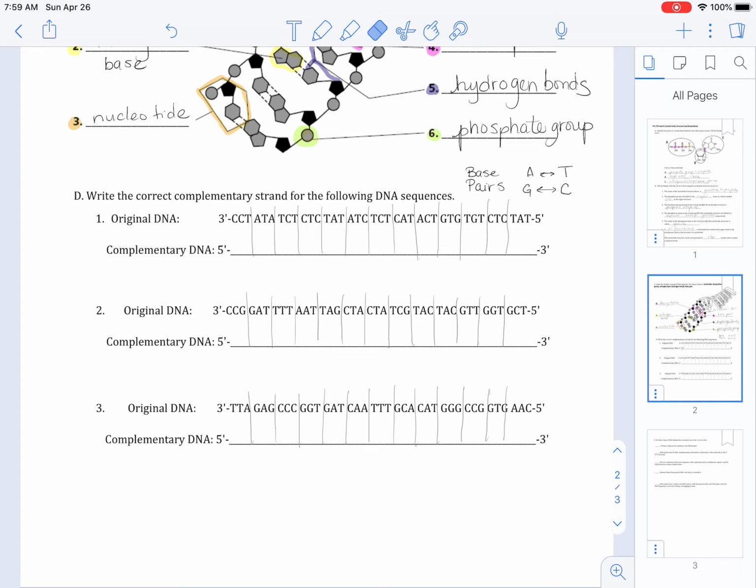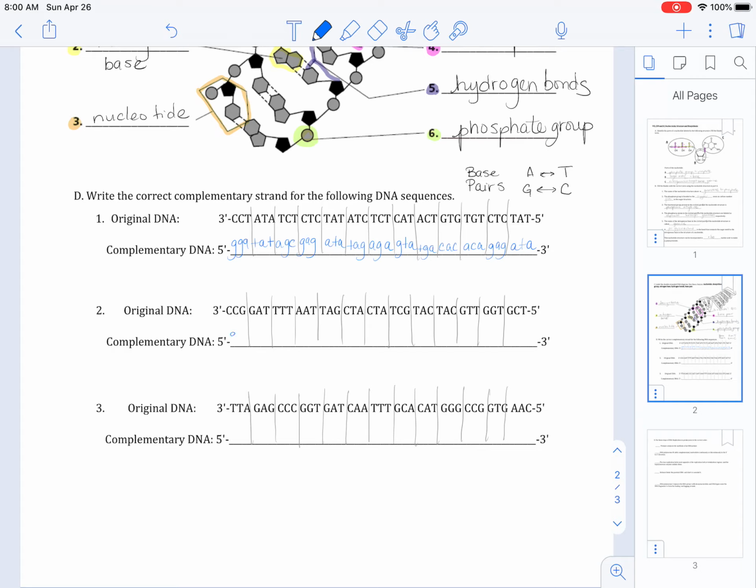Let me do it in a different color so at least I can distinguish. So this is GGA, TAT, AGC, GAG, ATA, TAG, AGA, GTA, TGA, CAC, ACA, GAG, and lastly ATA. Now I'm going to complete the problems for 2 and 3.